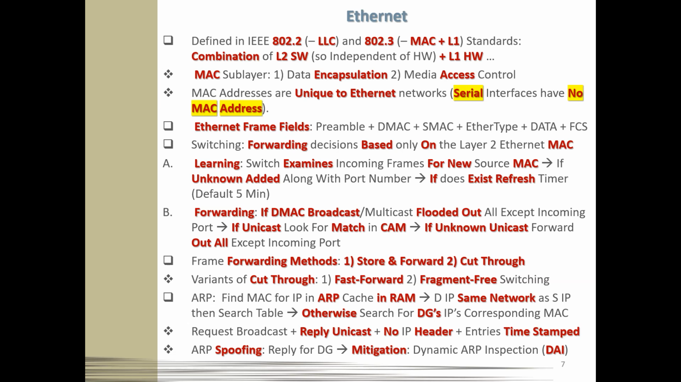Now let's examine the frame fields for Ethernet. So Ethernet frame fields include preamble, destination MAC address, source MAC address, ether type field, data field, and frame check sequence. And remembering this structure is important. So preamble, destination MAC comes first before source MAC, and then ether type, data, and finally FCS, frame check sequence.